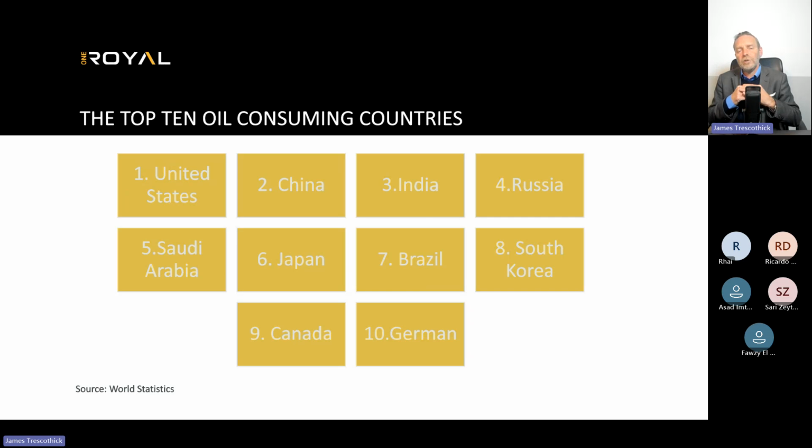Now, here are the top 10 oil consuming countries. United States, number one, China, India, Russia, Saudi Arabia, Japan, Brazil, South Korea, Canada, and Germany. Now, why is this important to know? Well, if there's economic strife or economic slowdown, then guess what? Demand will fall.